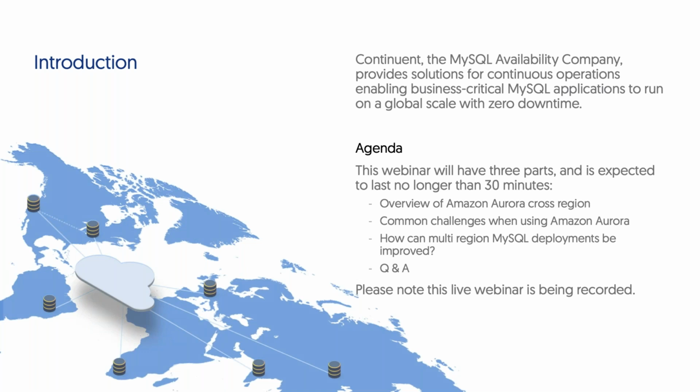We're going to cover a few things. We're going to give an overview of Amazon Aurora cross-region. Then we're going to look at some challenges when using Amazon Aurora. Then we'll look at how MySQL deployments can be improved when we're talking about multi-region and high availability. And then if we have time, we'll do some Q&A. I'll be happy to answer your questions. As I said, this webinar is being recorded.